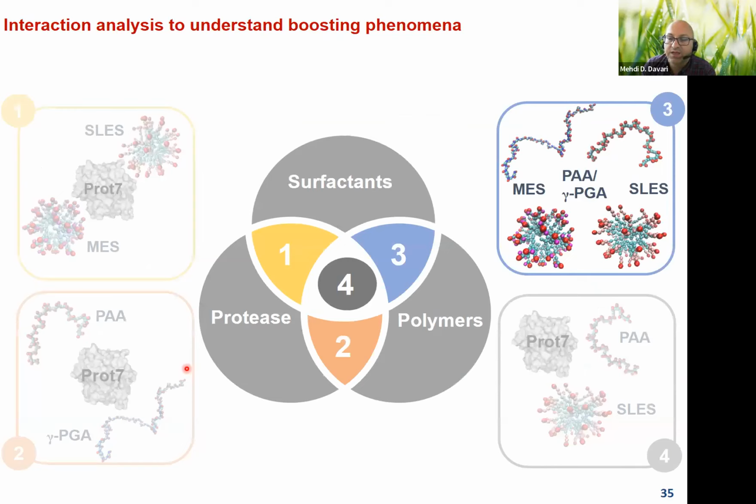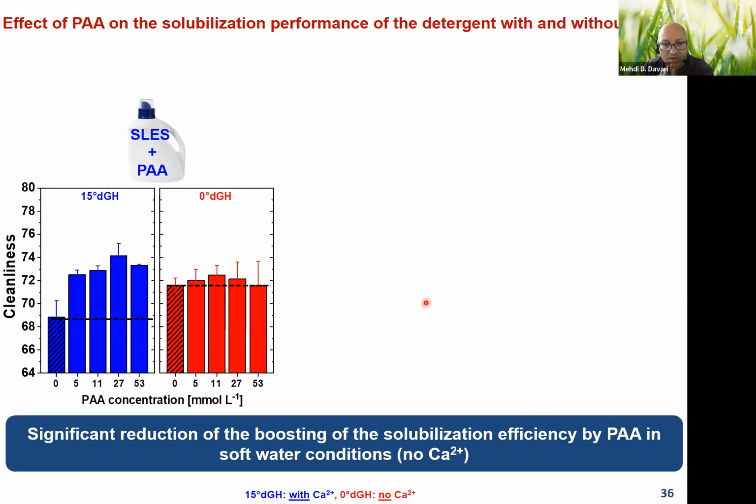So the next system is surfactant and polymer as the main ingredients of detergent. We look at the effect of interaction between surfactant and polymer in two different conditions of the water. As you know, water might have some ions, which we call water hardness or softness. And here we use two different degrees of water hardness, 15 degrees and 0 degrees. And as you see here, it's very interesting to see that the cleaning effect of these two systems is much greater when we use hard water.